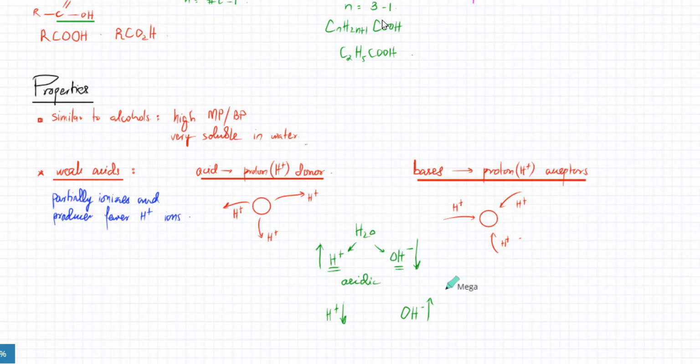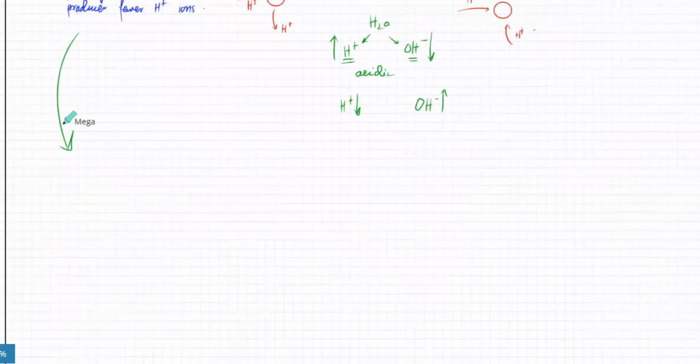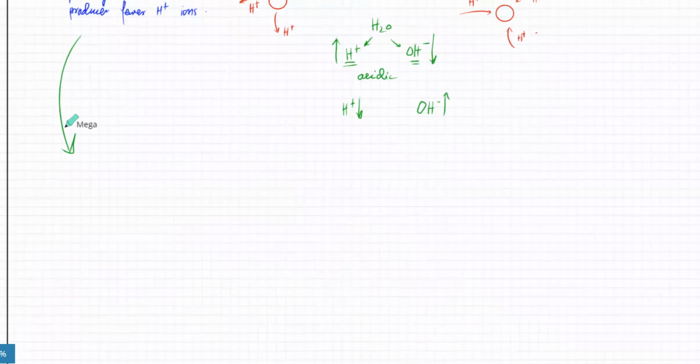Now in this particular case, carboxylic acids are weak acids. So carboxylic acids are going to behave like this particle over here. If you look at a carboxylic acid molecule, it's always going to produce H plus ions, but not a lot of them.